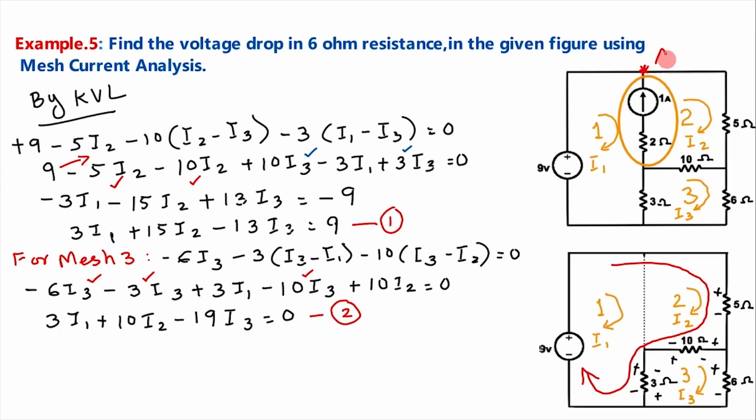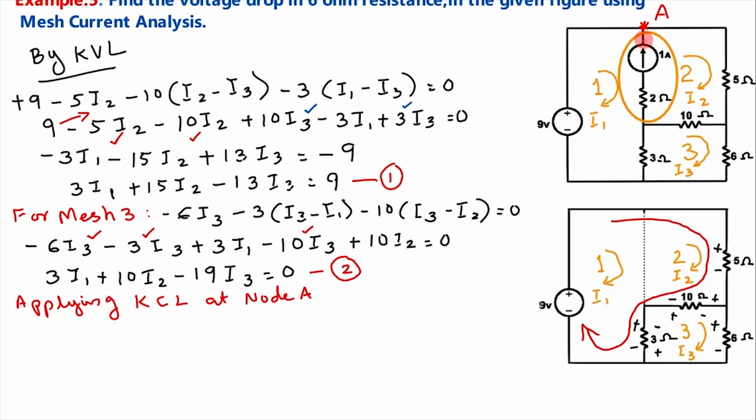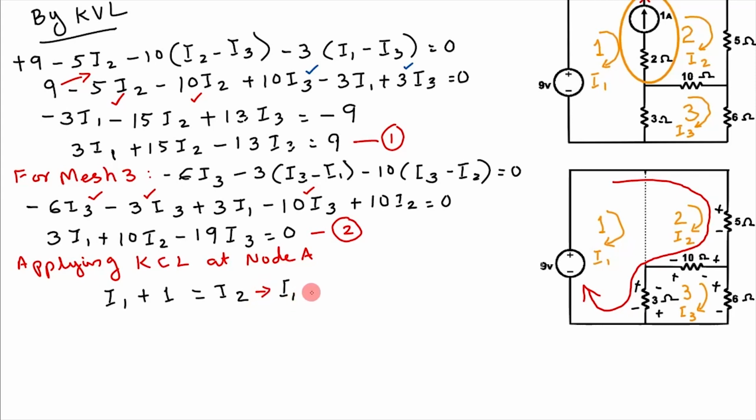Let this be node A. Applying Kirchhoff's current law, that is KCL at node A, we know that 1 ampere current is coming in this direction, while here I1 is coming, that is this mesh current, and here I2, this mesh current, is leaving. So as per KCL, the sum of currents entering a point is equal to the sum of currents leaving. So I1 plus 1 ampere is equal to I2. This can be written as I1 minus I2 is equal to minus 1. Let this be equation 3.